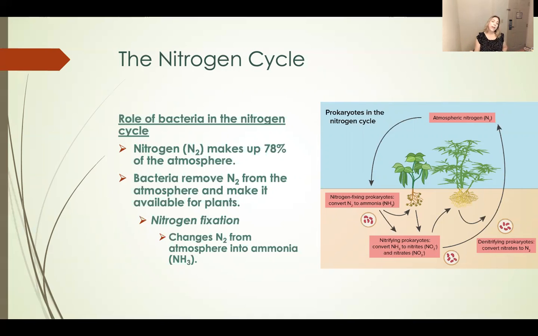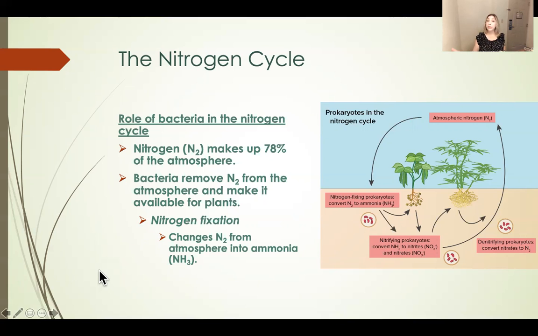Bacteria are what take nitrogen from the air and put it into the soil in a form that plants can use. So this is called nitrogen fixation, and you need to know that term. So bacteria remove nitrogen from the atmosphere and make it available to plants. So they take N2 and they turn it into a molecule called ammonia, NH3.